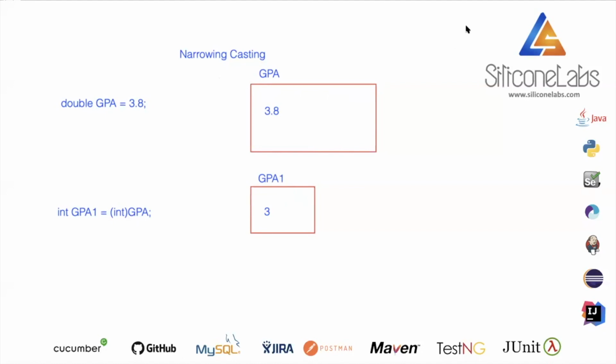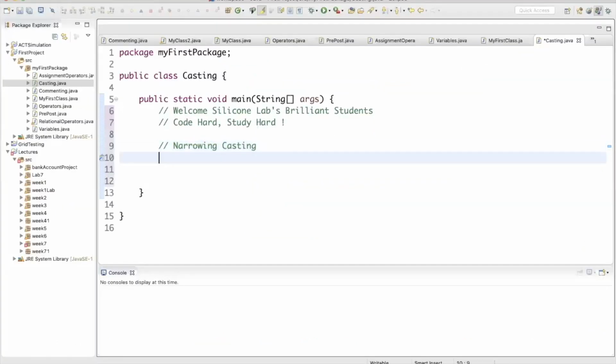So let's check our Eclipse. In this example, we are going to learn narrowing casting.